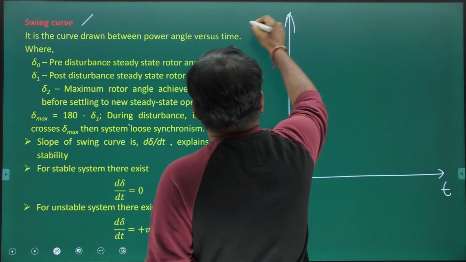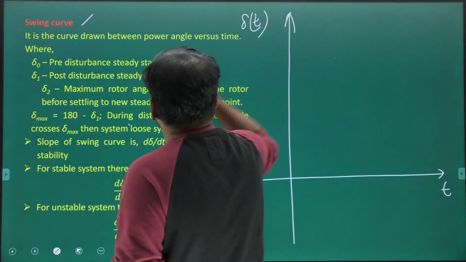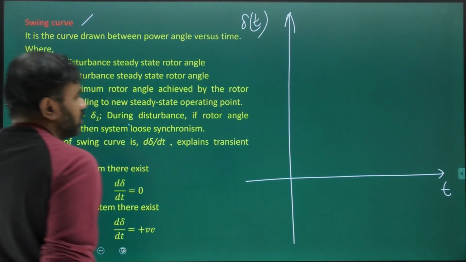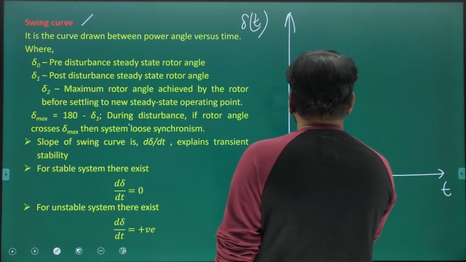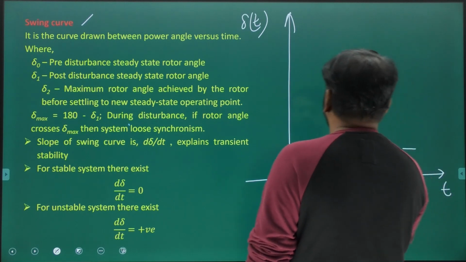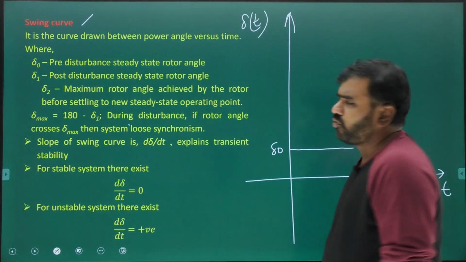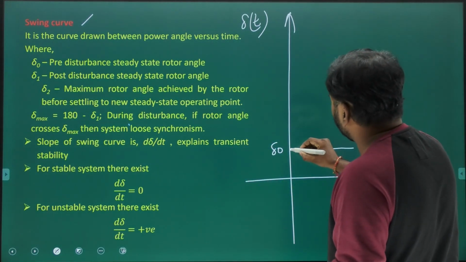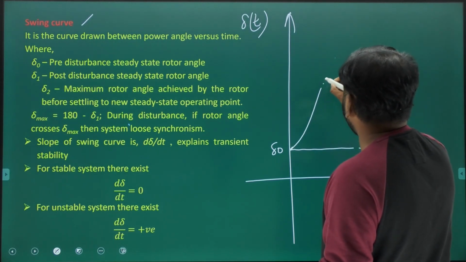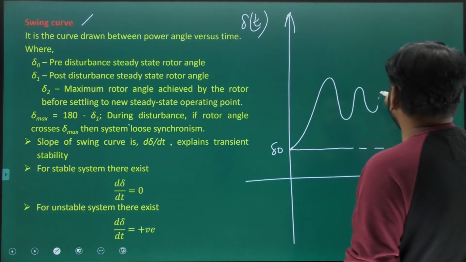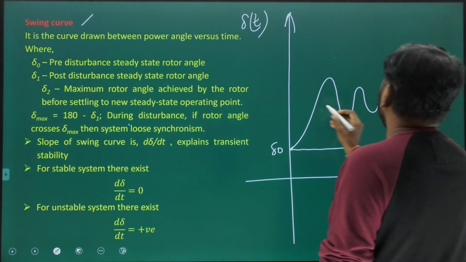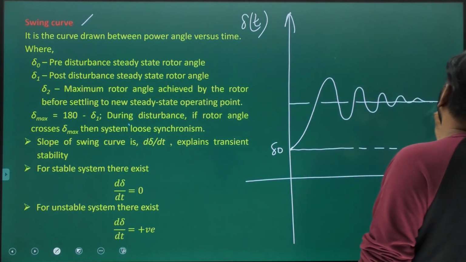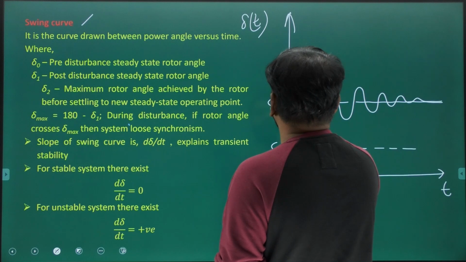Okay, we are just plotting the variation of load angle with respect to time. If you notice here, initially the rotor angle is delta naught. Followed by a large disturbance, the load angle increases like this, and after that it starts decreasing. Then this is the new rotor angle, or new settling angle, delta 1.